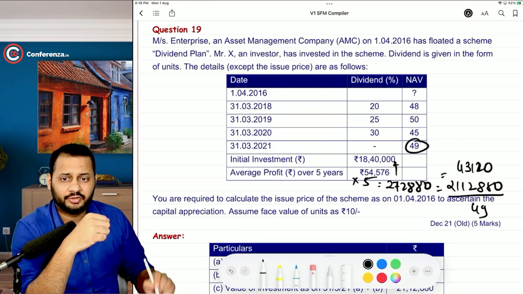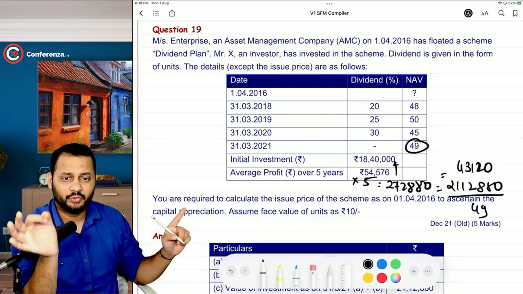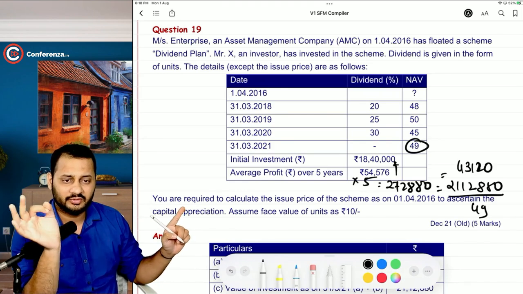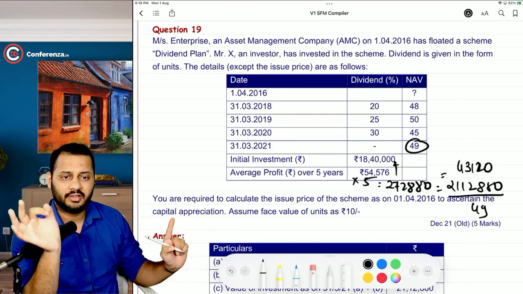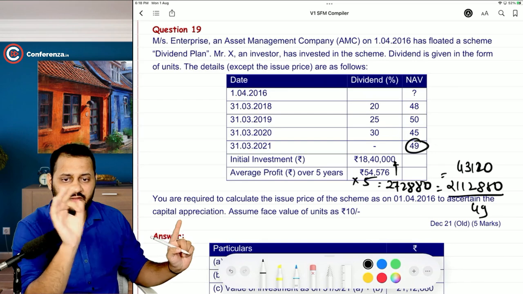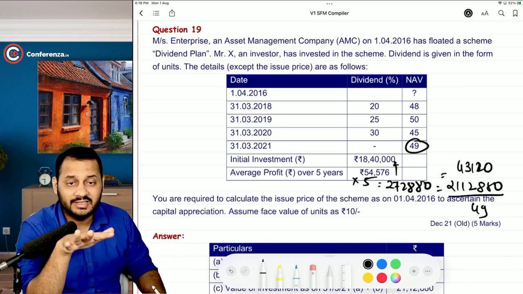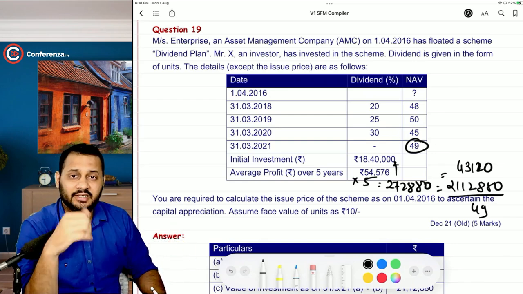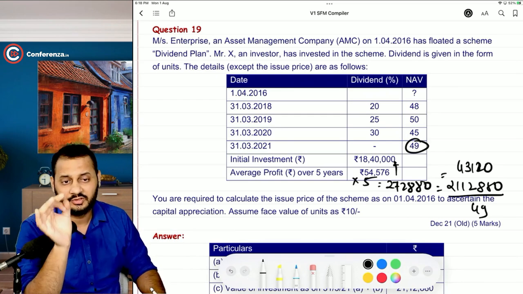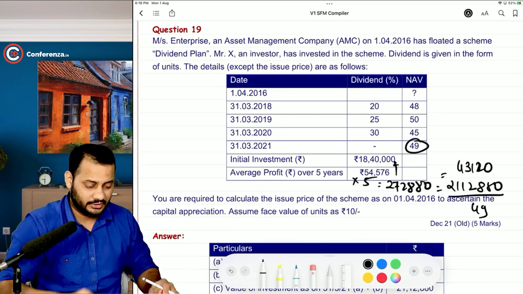Now what exactly is the question asking us? You are required to calculate the issue price of the scheme on 1/4/2016 to ascertain the capital appreciation. Assume face value of units as 10 rupees. This is a very easy question. You have to solve it just like the first part of the previous question. So let's start doing it.